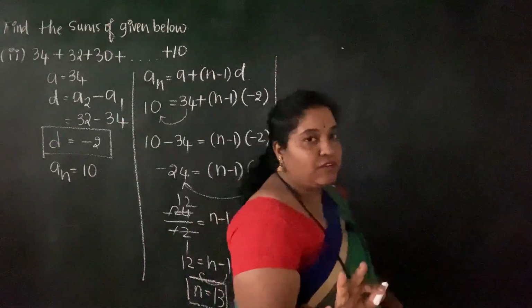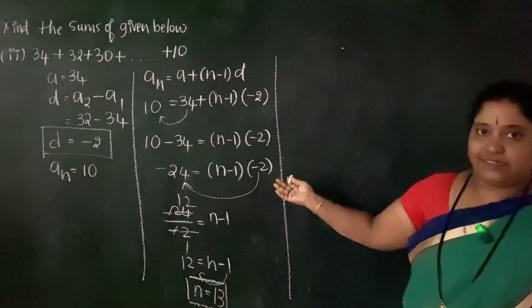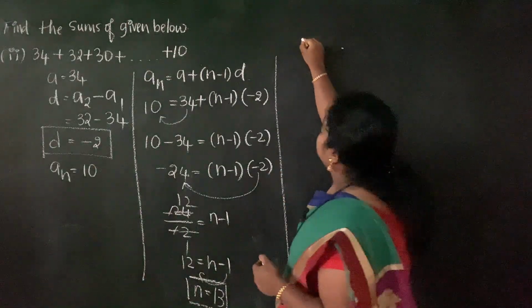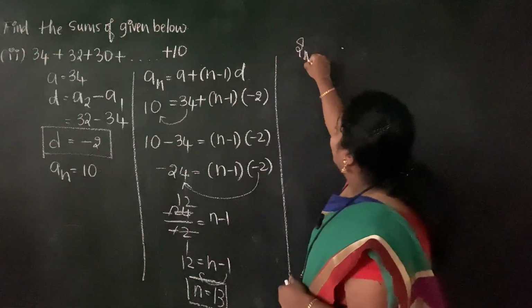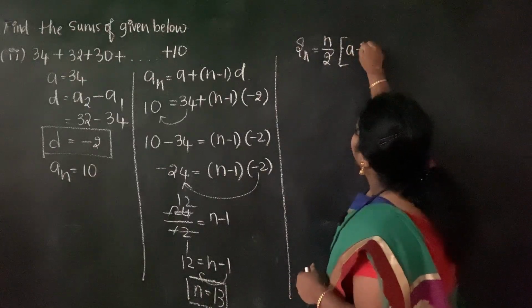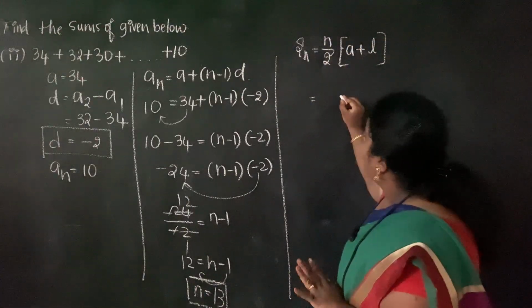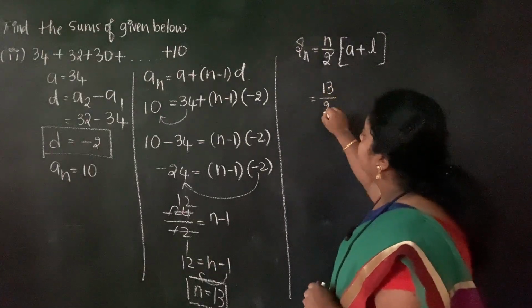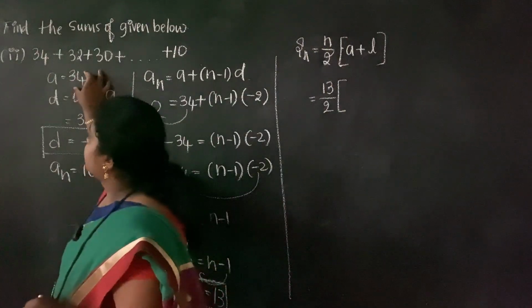Once I get N value, it becomes very easy for me to calculate the next sum. So which formula should I use, dear? The second formula, isn't it? So Sn is equal to N by 2 into bracket A plus L, isn't it? Now just see, N is equal to how much I got? 13. 13 by 2. What is the first term? The first term is 34.